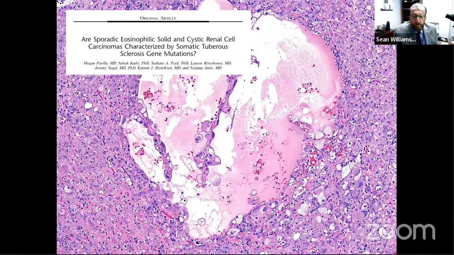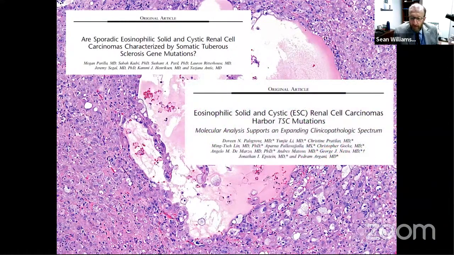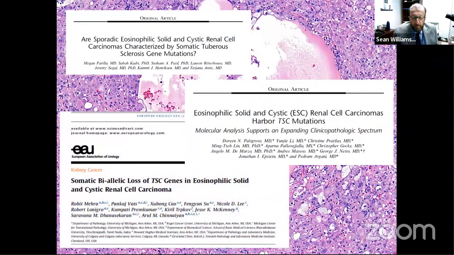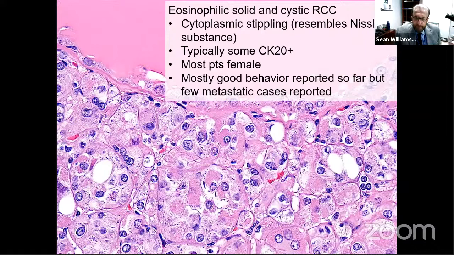eosinophilic solid and cystic renal cell carcinomas, even those that appeared to be sporadic, had mutations of the tuberous sclerosis genes. Another one from the Johns Hopkins group showed the same findings, that there are recurrent TSC mutations in renal cell carcinomas. And then another one from Rohit Mehra and his group at the University of Michigan found the same, that there is somatic biallelic loss of TSC genes in these tumors. So basically, again, in rapid succession, 3 groups found similar recurring genetic findings in these tumors, which to me sort of sealed the deal that this is a recognizable entity in renal cell carcinoma classification.